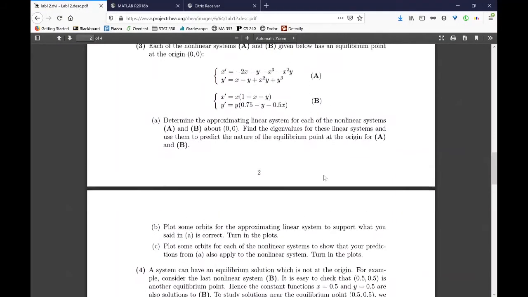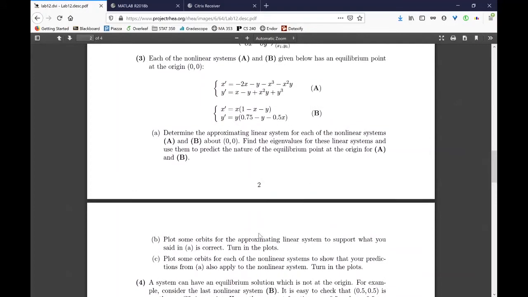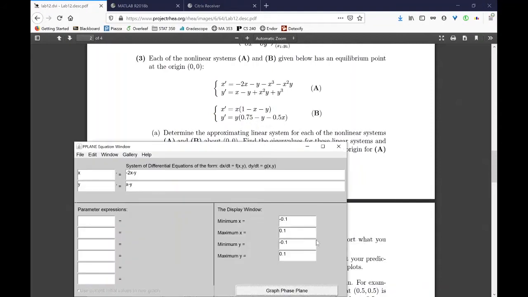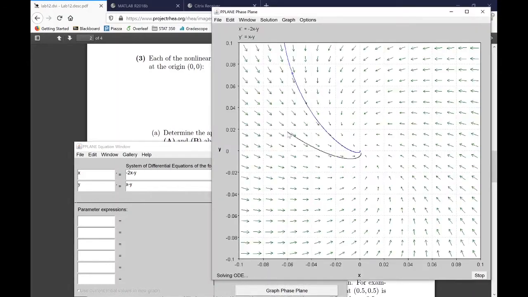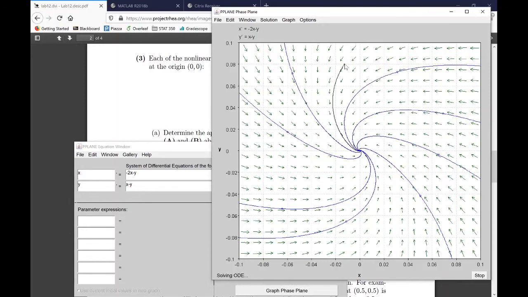Now for part B. Plot some orbits for the approximating linear system to support what you said in A is correct, and turn in the plots. Okay, so again, we're going to go to pplane. Here again is our approximating linear system with our very small x and very small y. So graphing these, we do indeed see that they are spiral sinks. So our prediction was correct based on our eigenvalues.